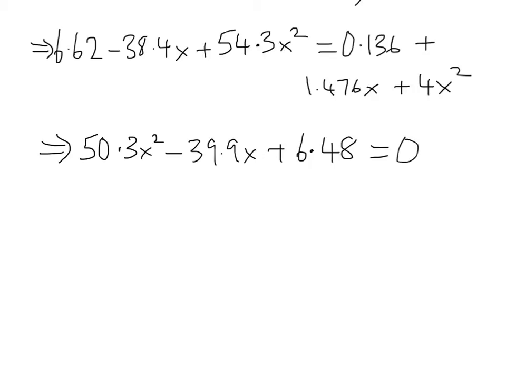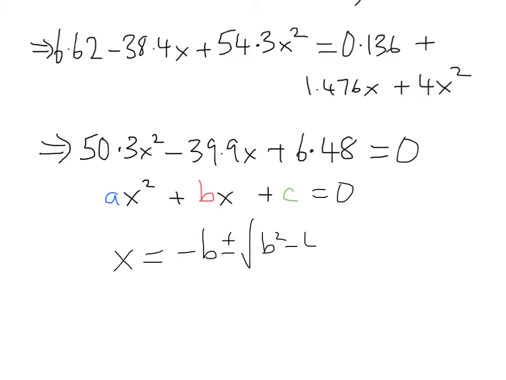And what's the nice thing about this? Notice the way I've arranged it from higher powers of x to lower. This now looks very, very familiar to you, or at least it should. So this looks just like our friend the quadratic equation. So we can write it ax squared plus bx plus c equals 0. And once we write it like this, we know that x is minus b plus or minus root b squared minus 4ac, all divided by 2a.